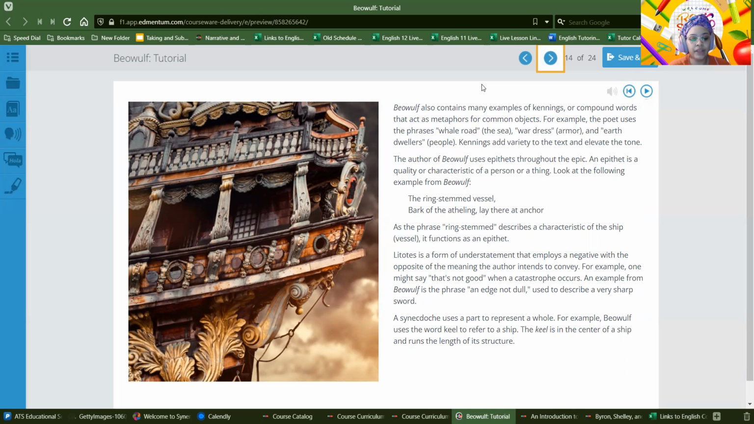There's 4 of them. There's kennings. There's epithets. Epithets might have come up maybe once or twice before. There's litotes and synecdoche.